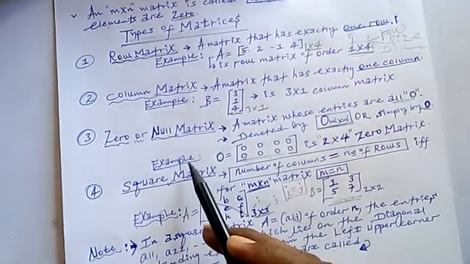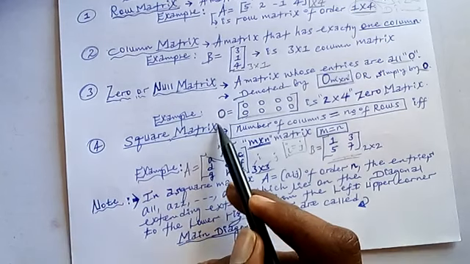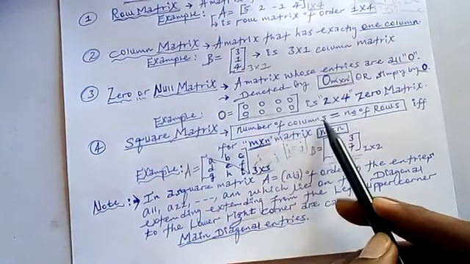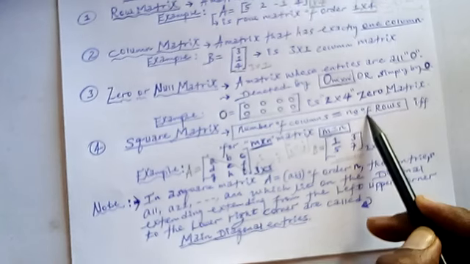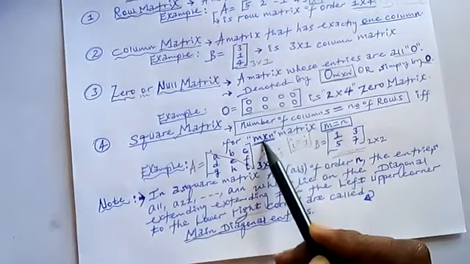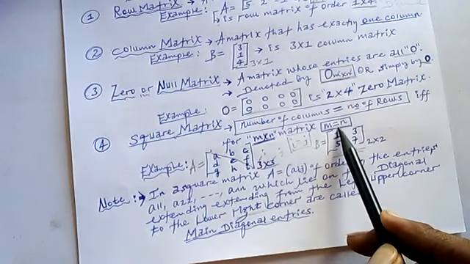The fourth type of matrix is the square matrix. A square matrix is a type of matrix whose number of columns is equal to its number of rows. That is, for an M by N matrix, M is equal to N for a square matrix.